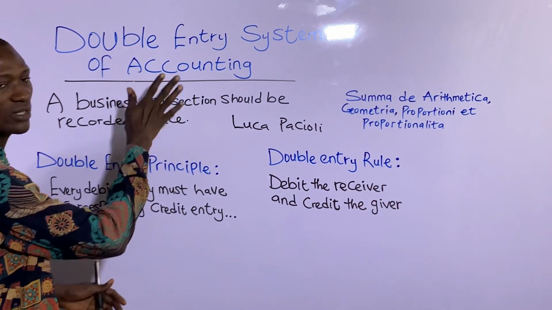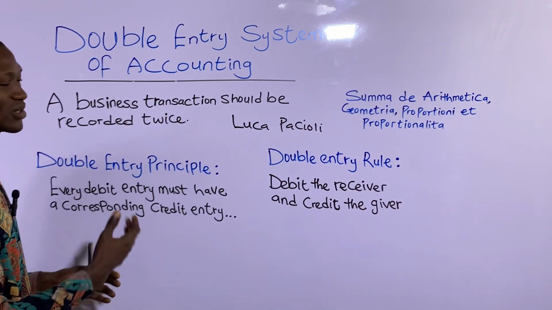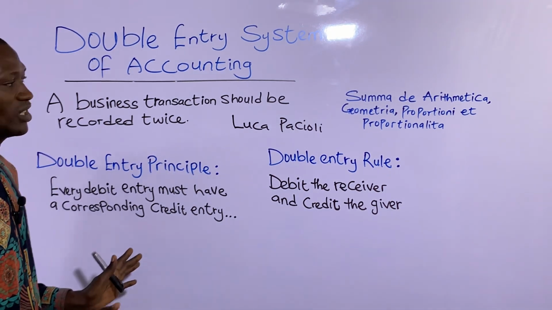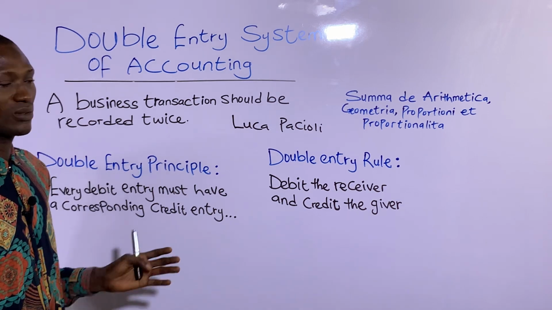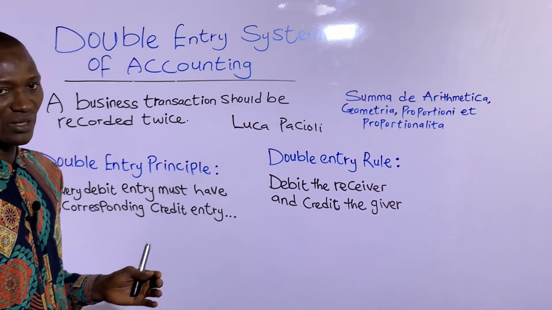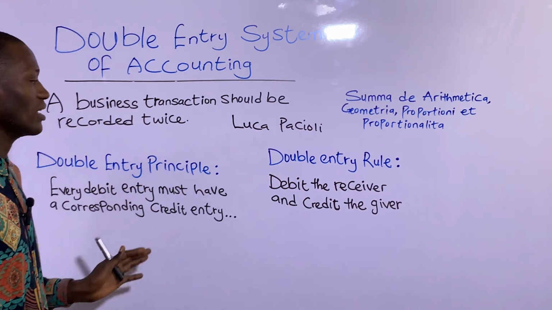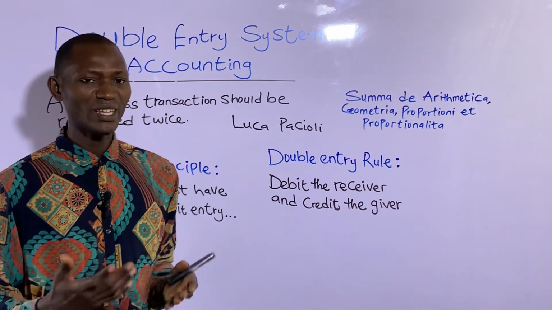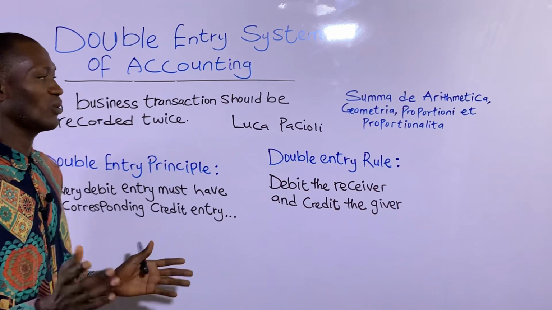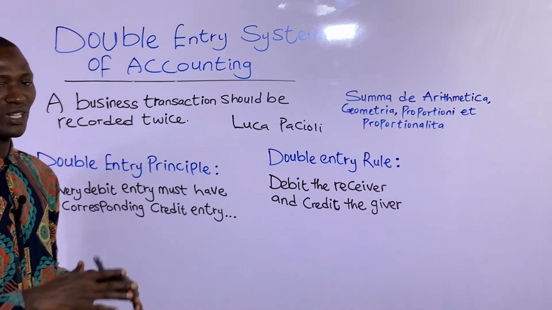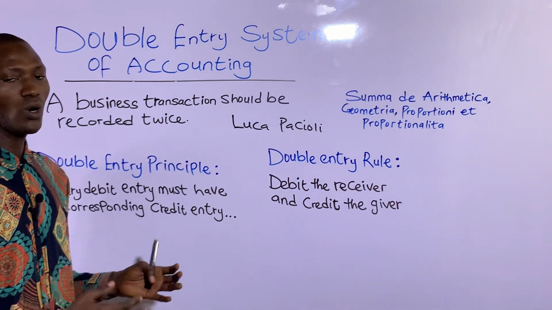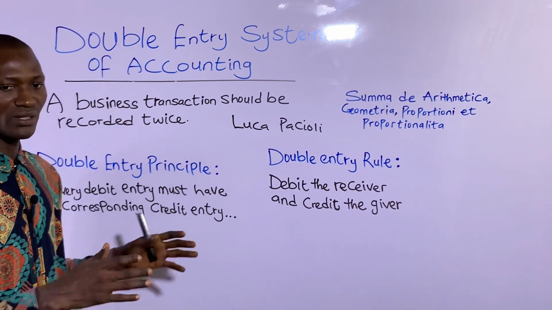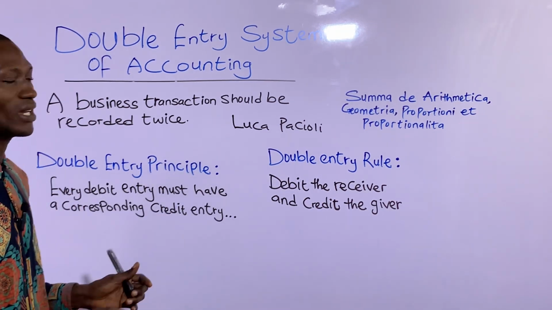The reason being that in every financial transaction, there are always two parts, the giver part and the receiving part. Therefore, two accounts should be opened where the business transaction will be recorded. So what the double entry system is saying is that a business transaction should be recorded twice in the books of account, because there are always two parties, usually the giver and the receiver, or the buyer and the seller. Now, let me also stress why a financial transaction is recorded twice.